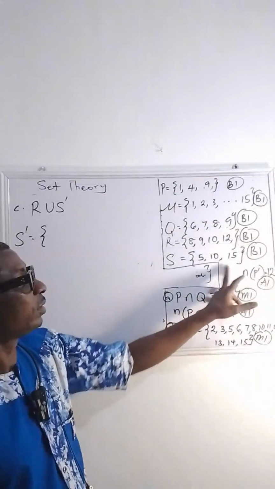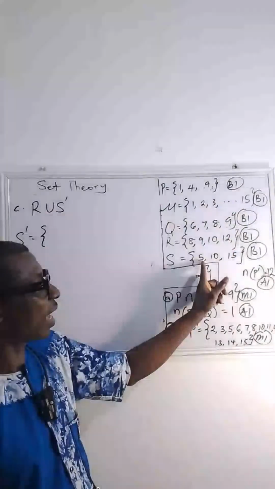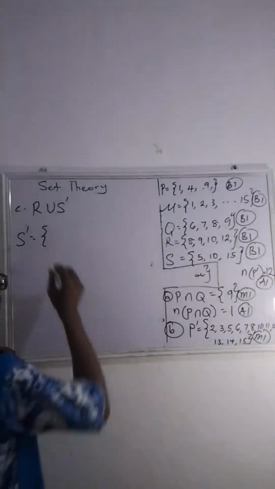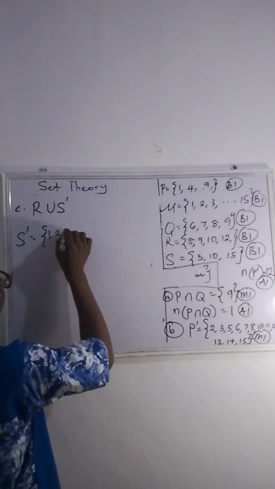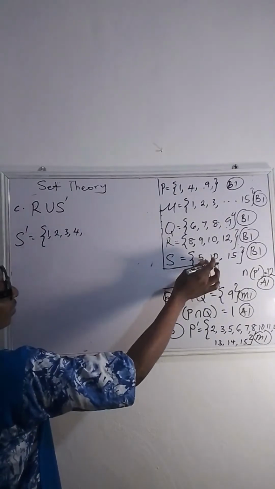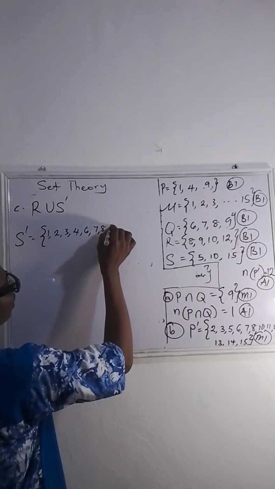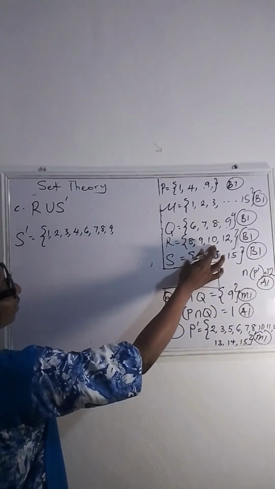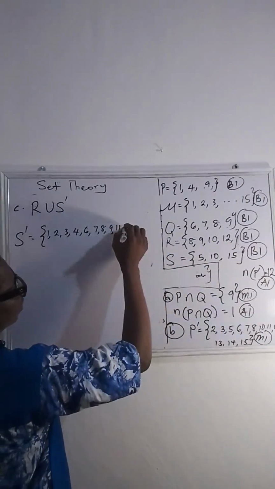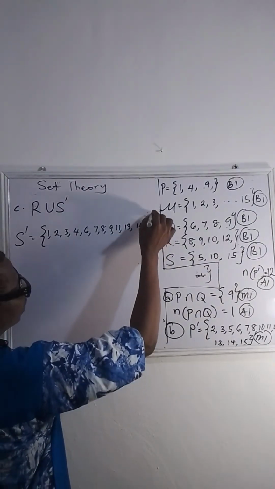Those elements that are not here. Just list all the elements in the universal set and skip 5, 10, and 15. That's all. So what you're expected to list is 1, 2, 3, 4. Don't list 5 because 5 is here. You move down to 6, 7, 8, 9. Don't list 10. 10 is here. Move down to 11. Don't list 12. You have 13, 14, and 15.